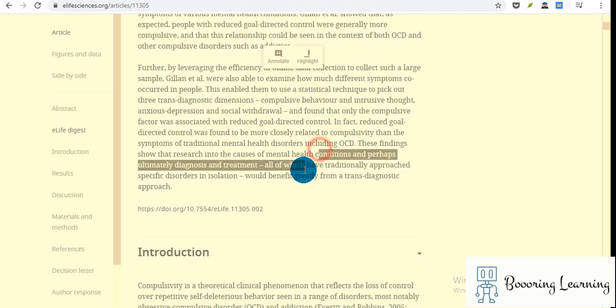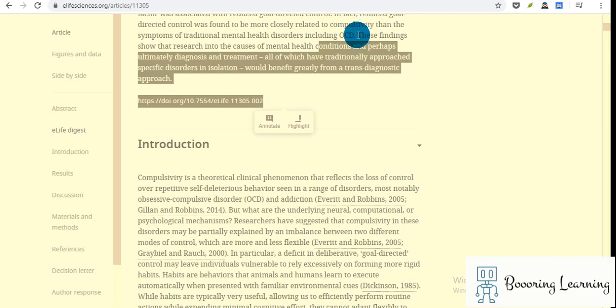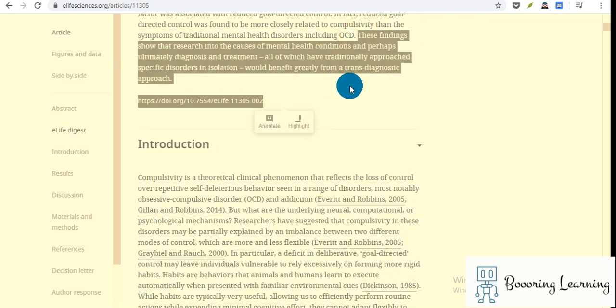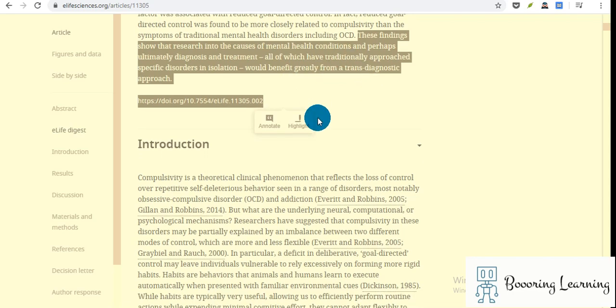So I want to read the last sentence of this paragraph, probably, which is not part of this article, I guess. These findings show that research into the causes of mental health conditions and perhaps ultimately diagnosis and treatment, all of which have traditionally approached specific disorders in isolation, will benefit greatly from a transdiagnostic approach. I'm not sure we can just reach such a conclusion. I don't know.